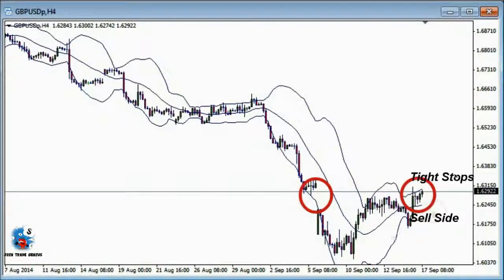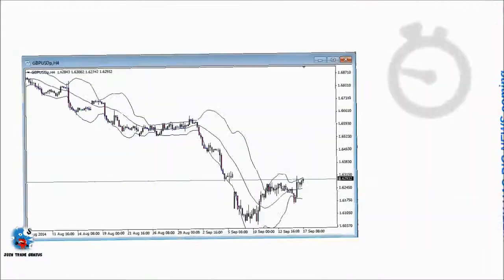And if we get independence for Scotland, then you may expect to see very heavy selling on this pair from these levels. So both sides offer you good risk and reward, and basically it's about keeping tuned with the data out on tomorrow's vote.